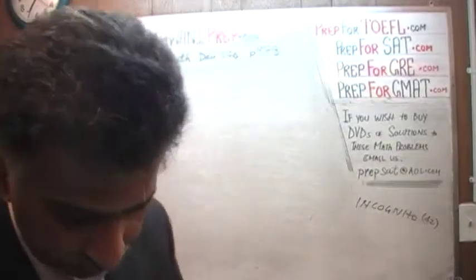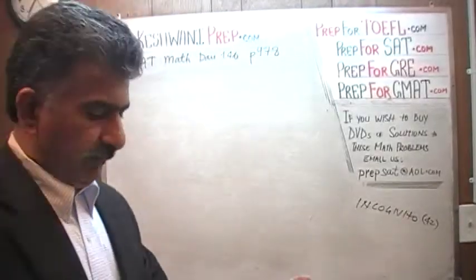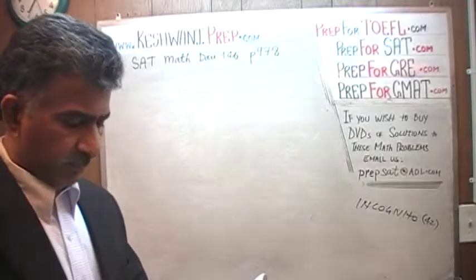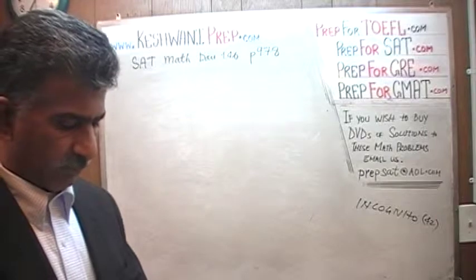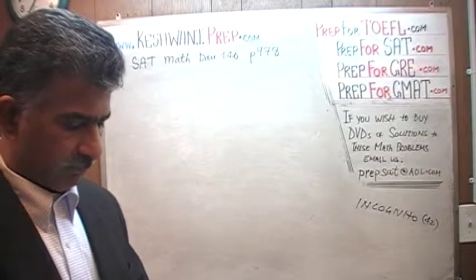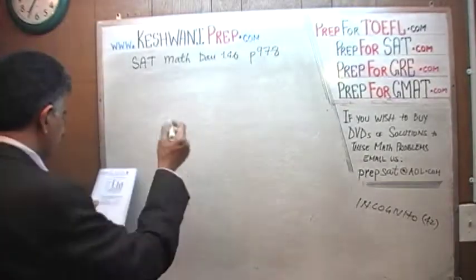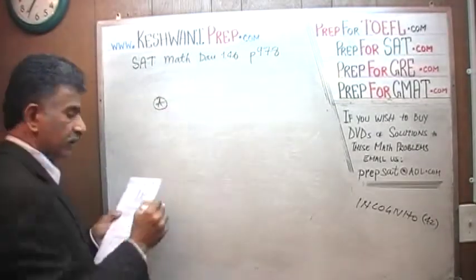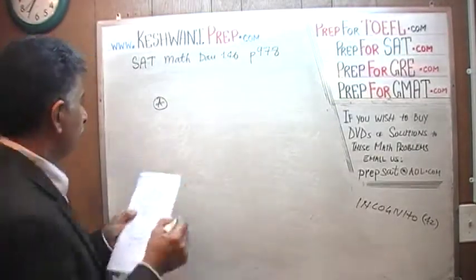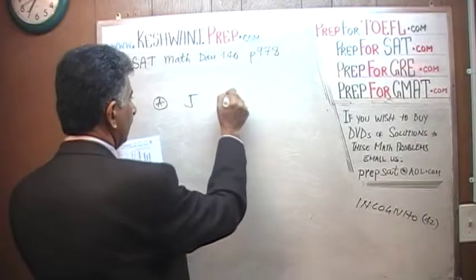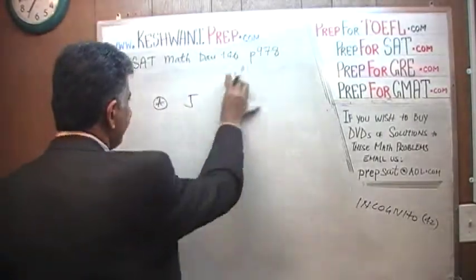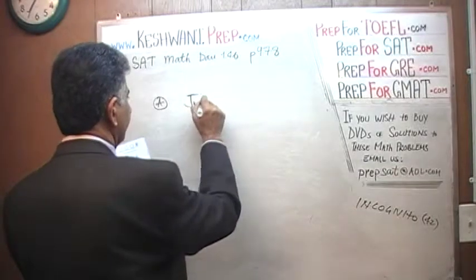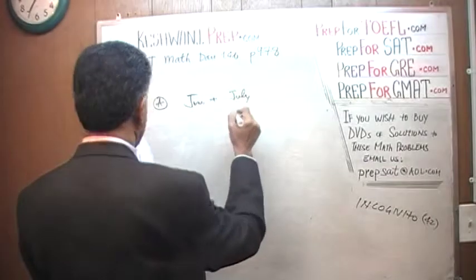Number 5. In number 5 they gave us a graph. According to the graph above, during which of the following 2 months period did Allen's bookstore sell the least number of books? I'm not going to put the graph here. I'm going to leave it up to you to look at the graph and follow me there. A is June and July.